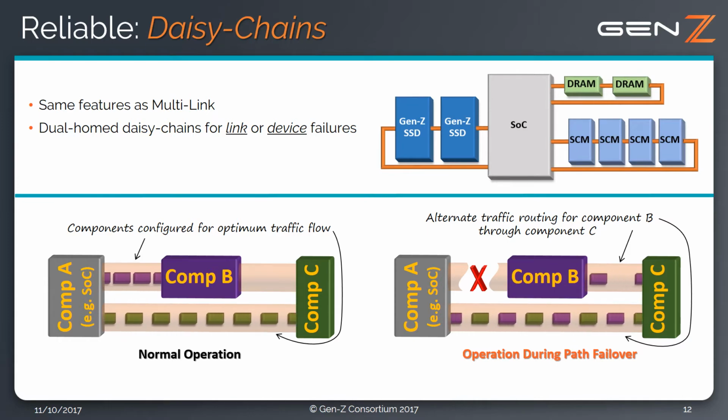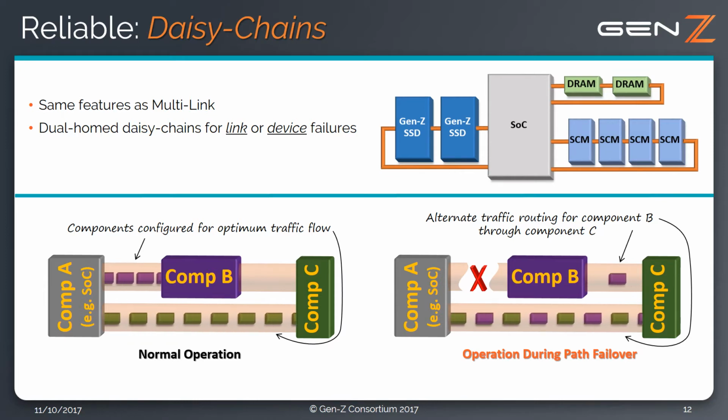The animated figure on the bottom left illustrates traffic flow if all links are working properly between an SoC and a couple of components, for example memory, configured in a double-ended daisy chain topology. The integrated Gen Z logic within the components distributes the memory and I/O transactions across the links, load balancing the traffic according to policies established by fabric management. In this case, these policies would tend to favor the links with the lowest number of hops to get to the target component. The animated figure on the bottom right illustrates the case of a link failure.